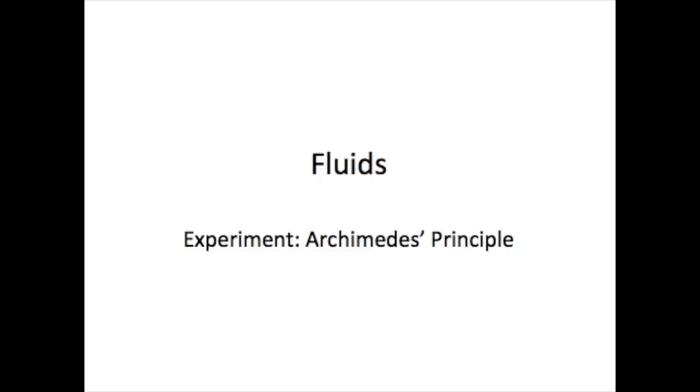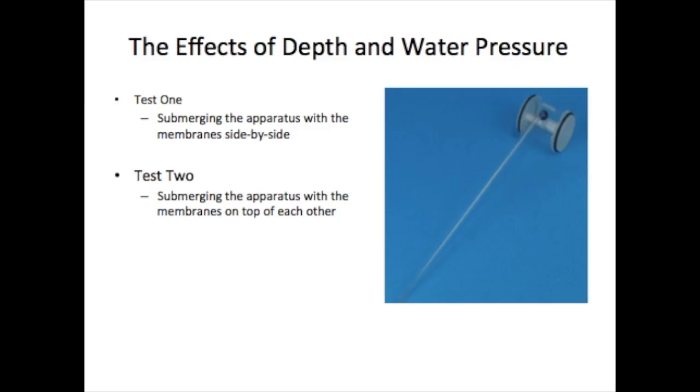In our experiments, we also tested Archimedes' principle. To test the effects of depth and pressure on an object, we submerged a water pressure apparatus, which is a cylinder that has membranes on either end, into a tank of water. First, we oriented the cylinder so that the membranes were on a horizontal plane. As the cylinder was lowered into the tank, it became more and more difficult and required more and more force to push the cylinder downward.